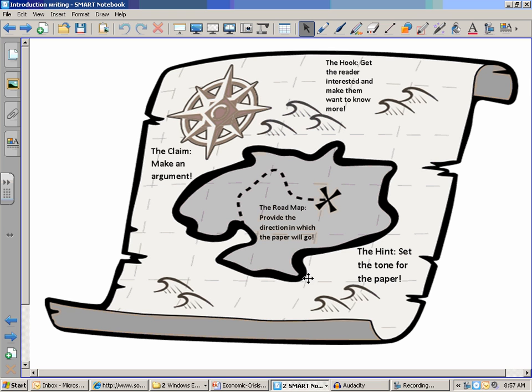Ultimately, if you've hooked a reader and gotten them interested, and you've staked a claim that you're going to make an argument about in this essay, and you've hinted at directions that will lead us to the treasure, that thesis, and proving it. And along the way, in that introduction, you've set the tone of what you are going to say in the rest of your essay.